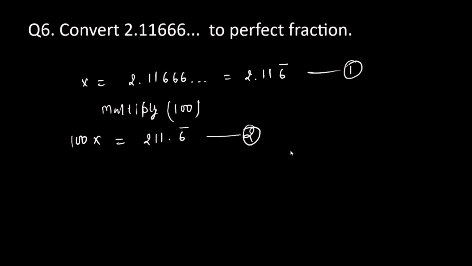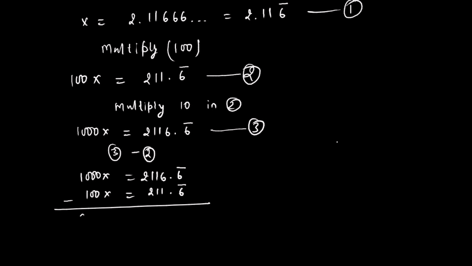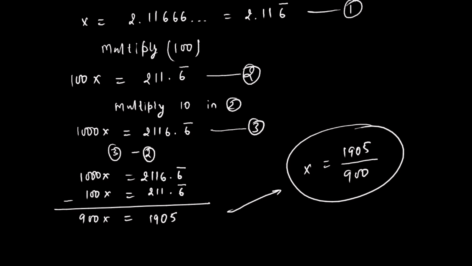Let's find another equation. So multiply by 10 in our second equation. So we have 1000x is equal to 2116.6 repeating. So this is our equation 3. Now subtract equation 2 from equation 3. So we have 900x on the left and on the right side we get rid of the repeating part and we are left with 1905. Solve for x. x is equal to 1905 over 900.